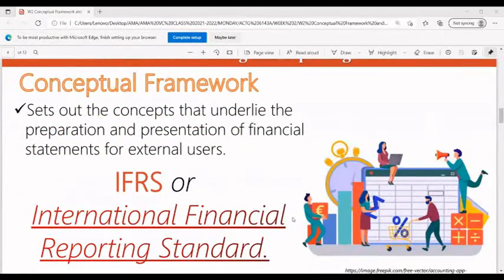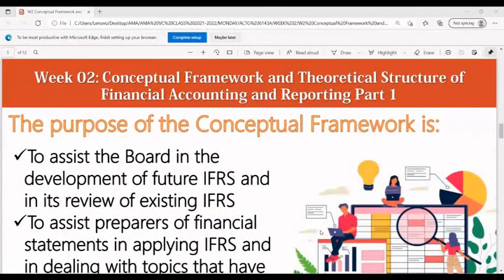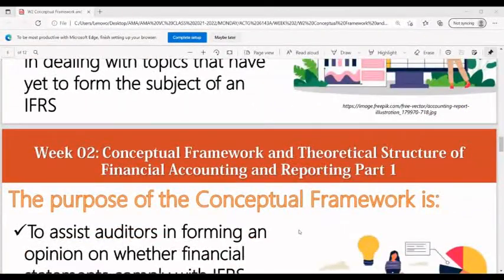Also, the conceptual framework sets out the concepts that underlie the preparation and presentation of financial statements for external users, or IFRS, International Financial Reporting Standards. The purpose of the conceptual framework is to assist the board in the development of future IFRS and the review of existing IFRS, and to assist preparers of financial statements in applying IFRS and in dealing with topics that have yet to form the subject of an IFRS.